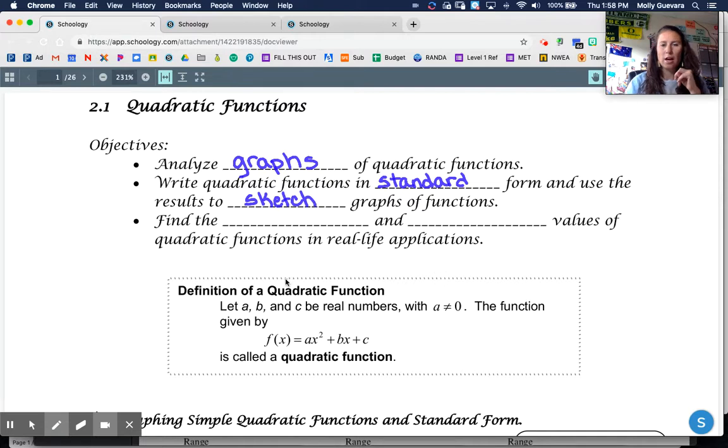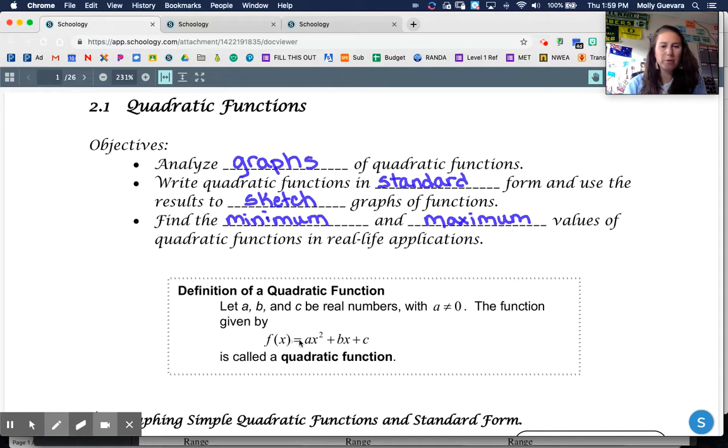Most of the time, we're going to be reviewing how to complete the square there, okay? And then the last thing we're going to look at is how do I find the minimum and the maximum values of quadratic functions in real life applications. So real world problems, how do I find the minimum and the maximum there?